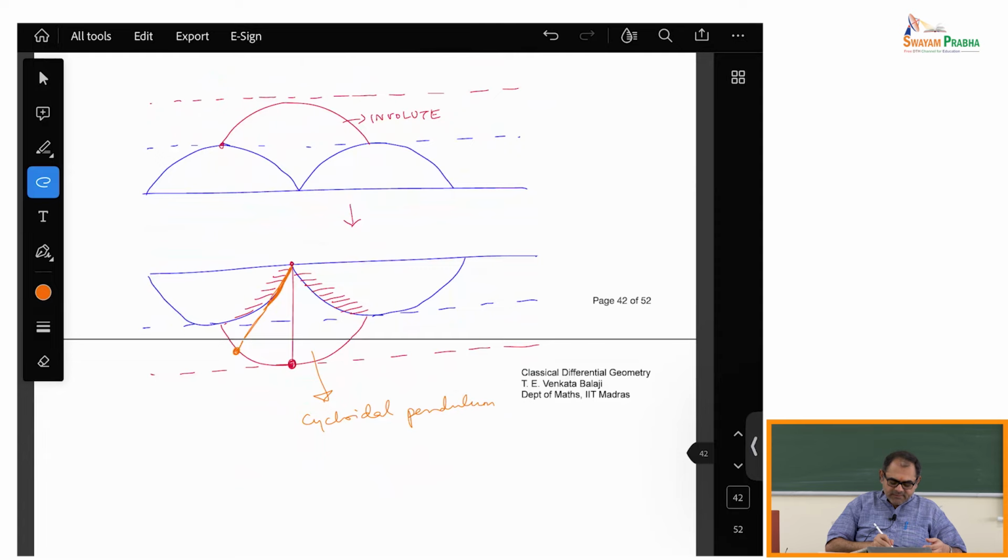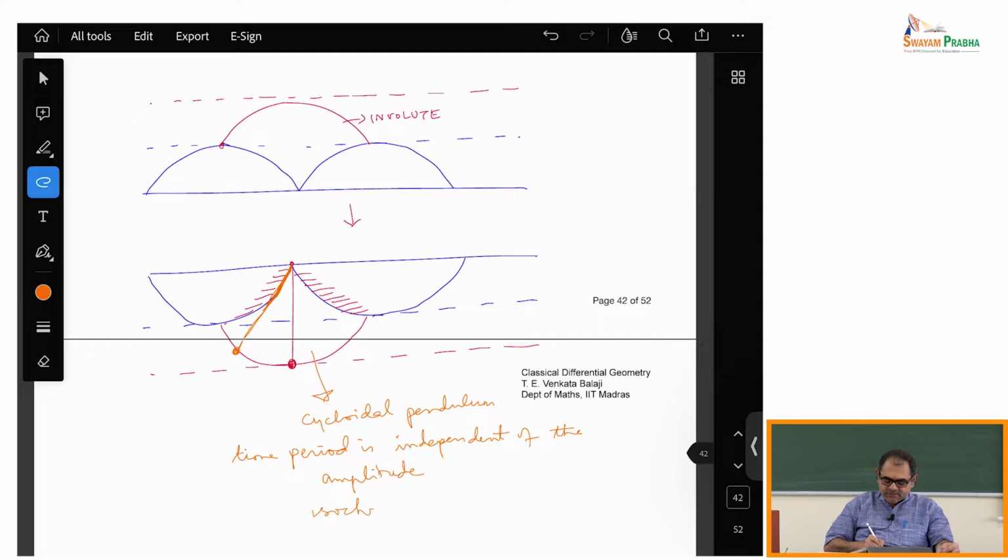And the important thing is the time period is independent of the amplitude. And the amplitude is how far it swings in both directions. And for an ordinary simple pendulum, that's completely false. If the amplitude becomes very large, the time period will start heavily depending on the amplitude.